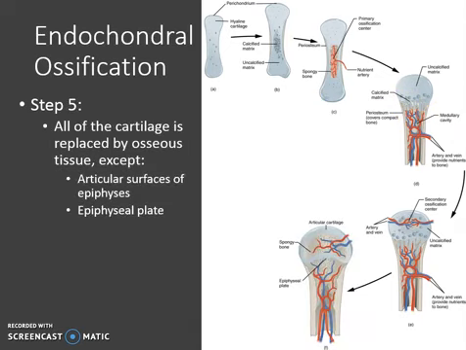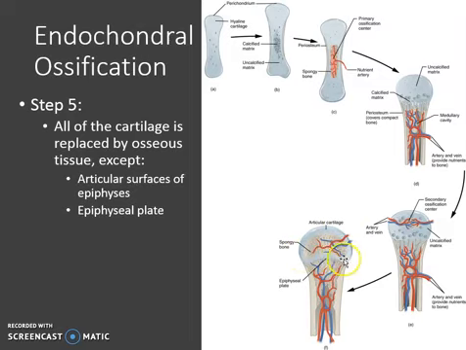Towards the end, all of the cartilage is replaced by osseous tissue, so all the cartilage is now bone. But there is some cartilage that gets left behind. Some of that cartilage is the articular cartilage that covers the end of a bone to help protect it in a joint.